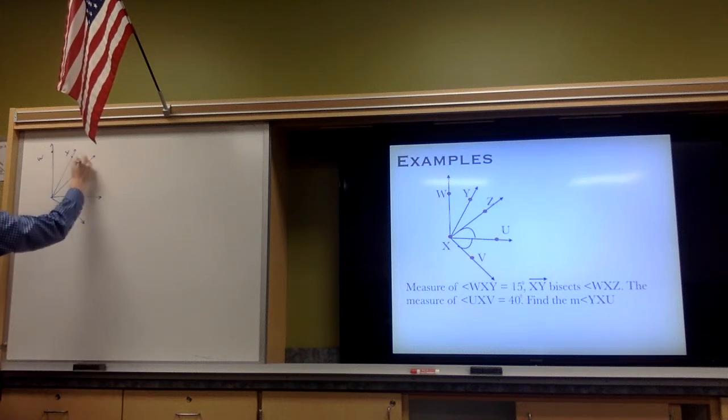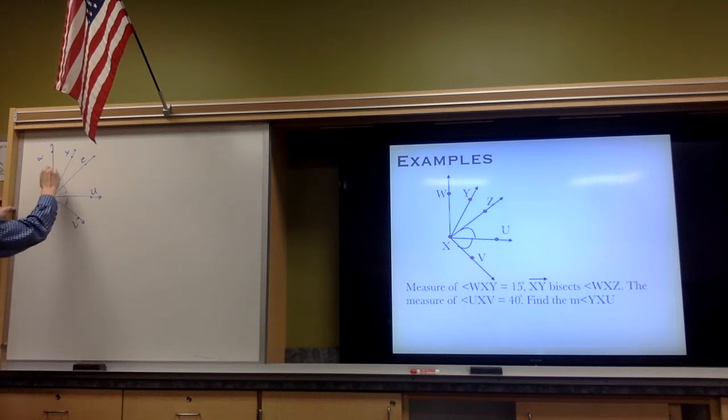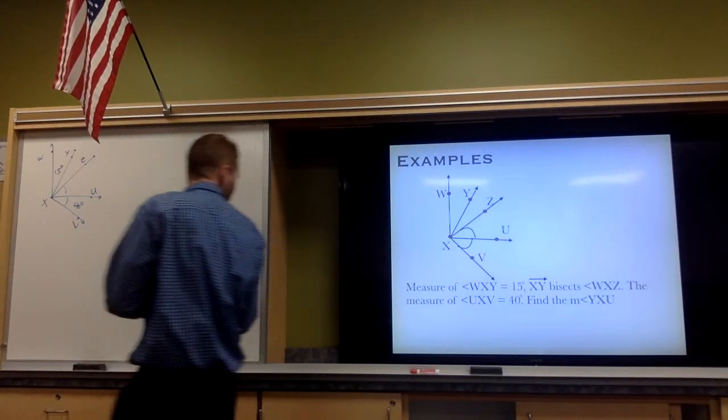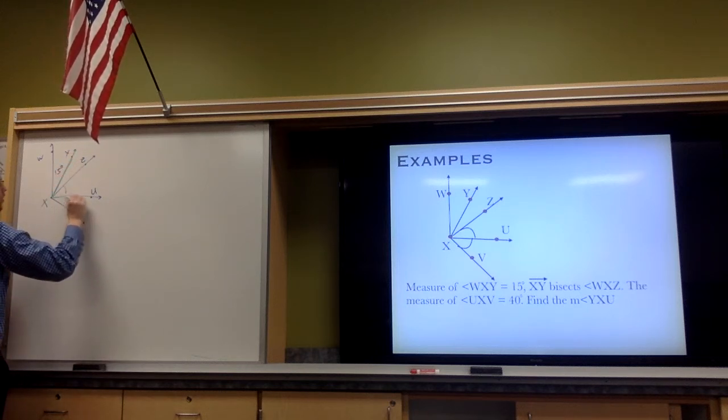There's W, Y, Z, U, V, and X. Ooh, a lot there. These guys have arcs. Okay. W, XY is 15 degrees. XY is going to bisect this whole angle, okay? And UXV, this guy is 40 degrees. Find YXU. Let me get another color. Make this look pretty. Y, X, U. Okay.